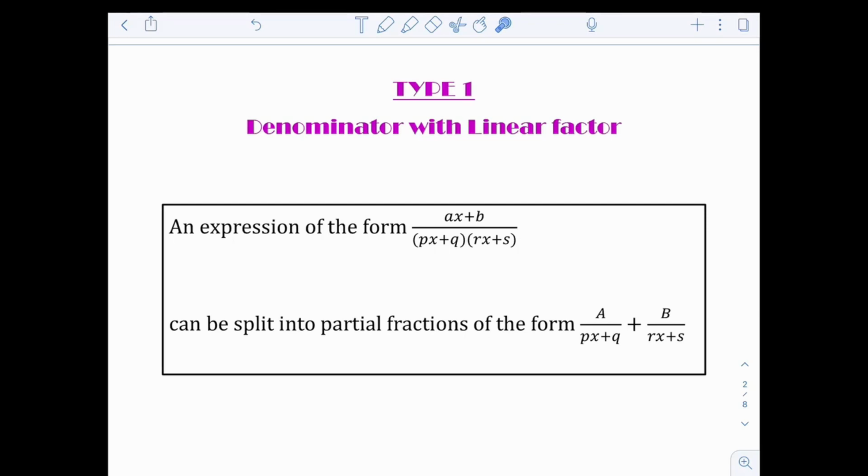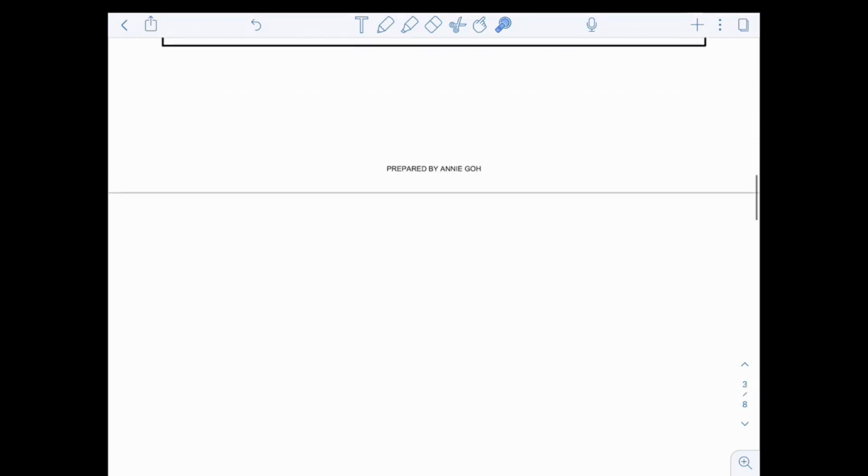So you need to know how to split this into fractions of the form a over px plus q and b over rx plus s. You notice that for the first fraction here, the bottom part px plus q is the same as the first linear factor. For the second fraction here, b over rx plus s, the denominator is the same as the second factor here. And what's the function of a and b? We are supposed to find out what's the value of a and b. They're both constants. Alright, so I explain further by using an example.